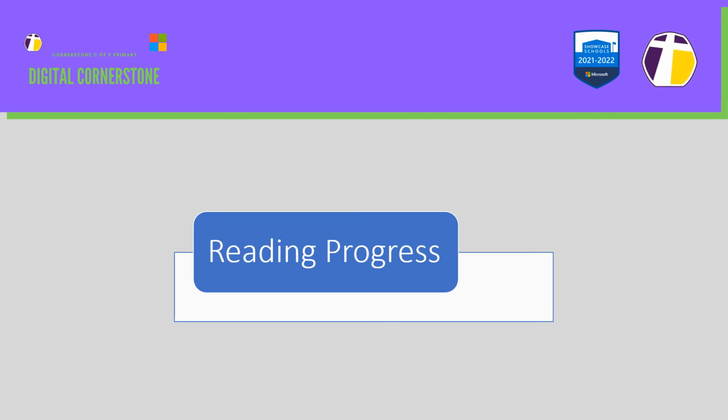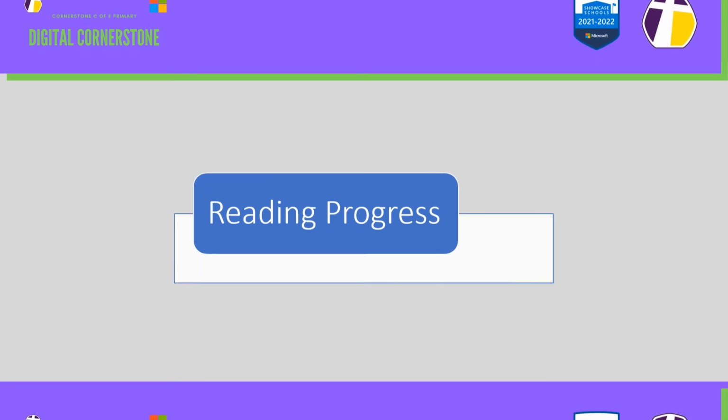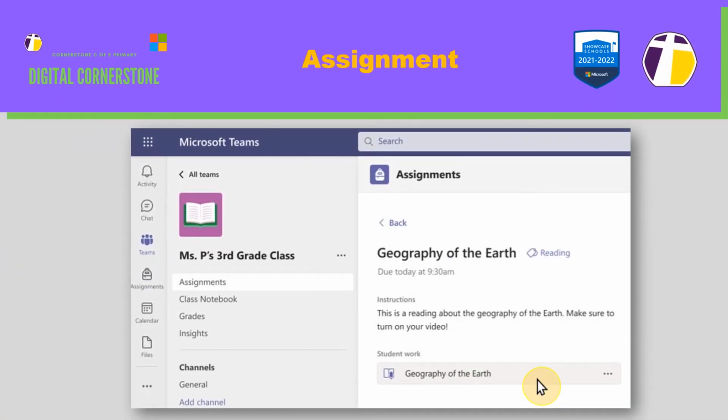Finally, let's talk about reading progress. Reading progress is a type of assignment that can be set directly within Microsoft Teams. On the screen, you will see that in this assignment, the title is Geography of Earth, but it's got a tag next to it which says Reading. There's a few instructions there, and as you can see at the bottom, there's a link there to the Geography of the Earth, and when you click on that, it will open up a reading progress assignment for you.